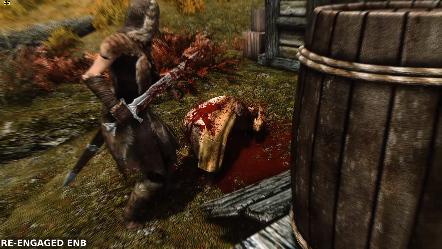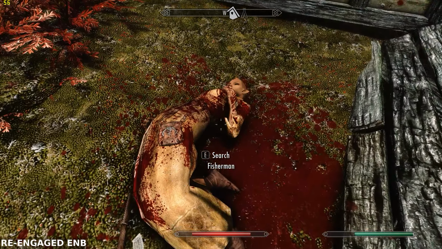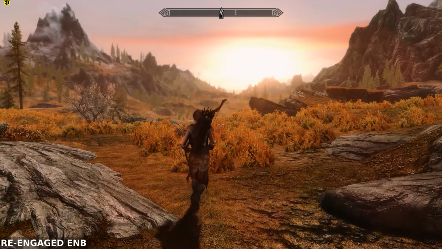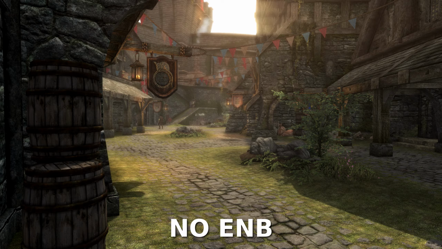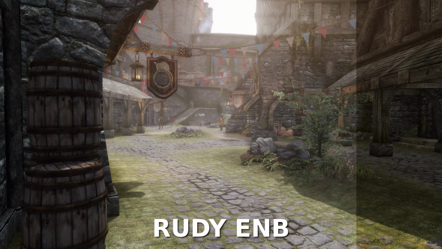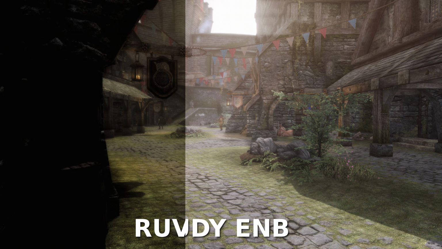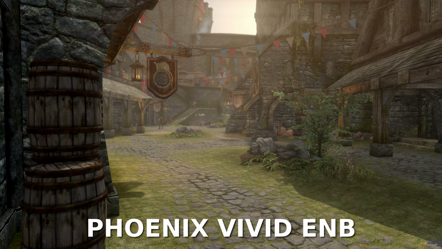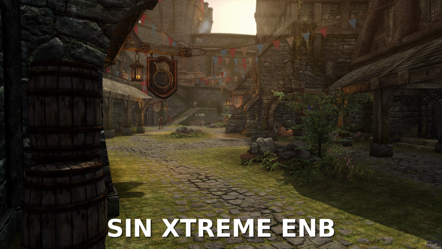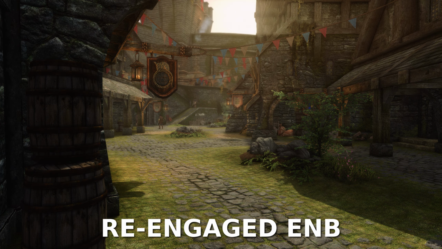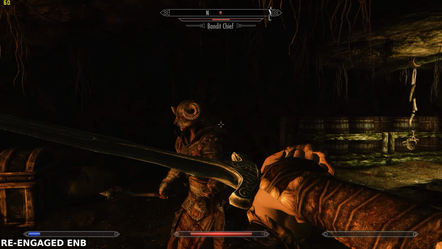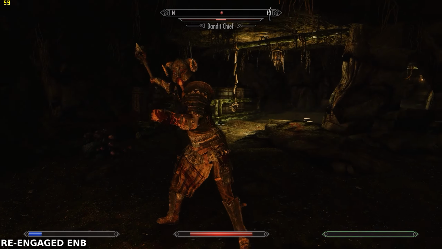The ENB presets I picked were mostly based on popularity, but I did include one preset that uses reshade, despite the issues I had getting it to run. The ENBs consist of Rudy, Ruvac, Phoenix Vivid with Reshade, Sin Extreme, and Re-engaged ENB only preset. Each of these will be linked in the description, but to be clear, just like last time, this isn't a review or installation guide. It's simply a look into what kind of performance hit you'll take with each.